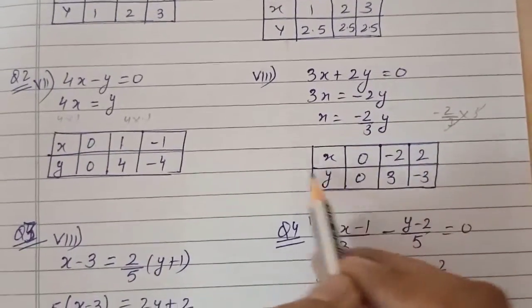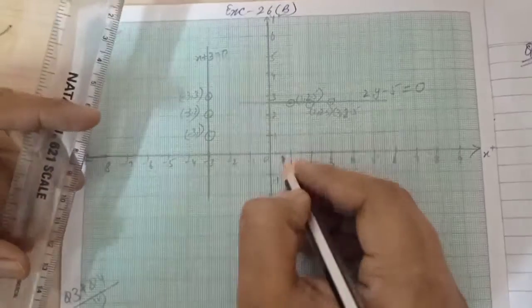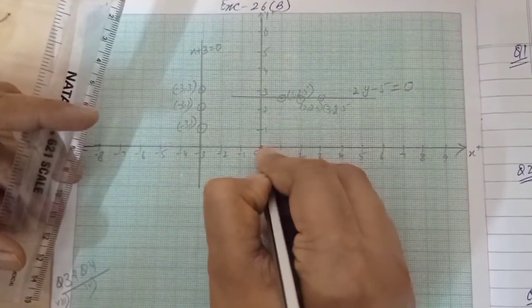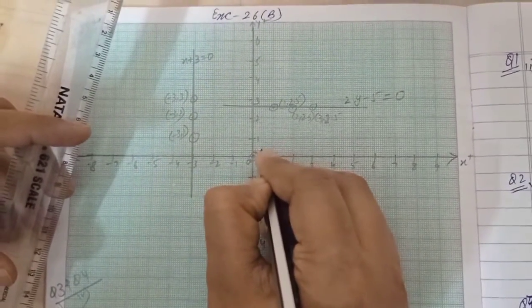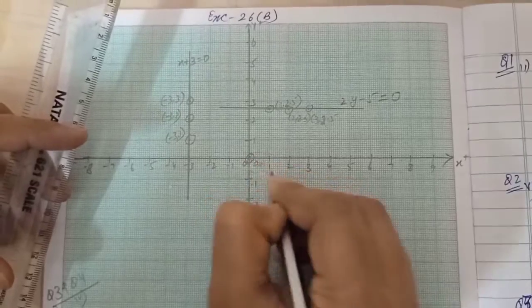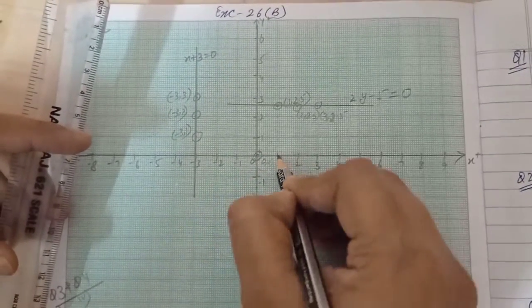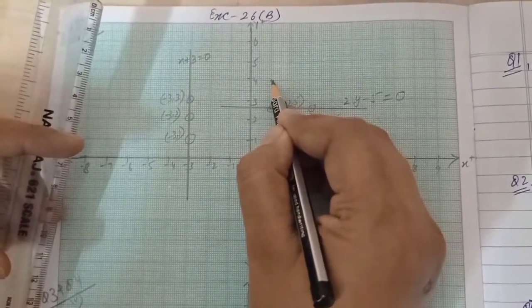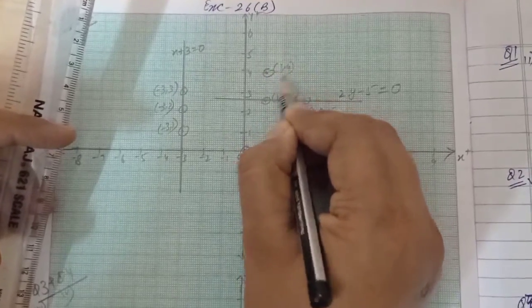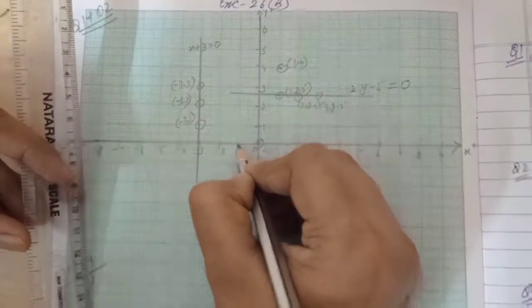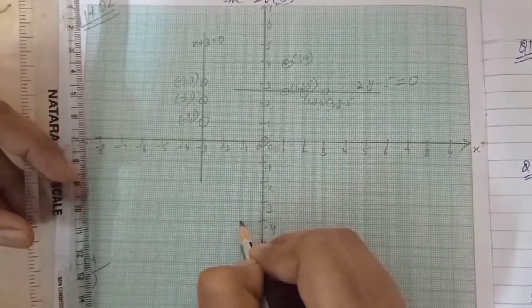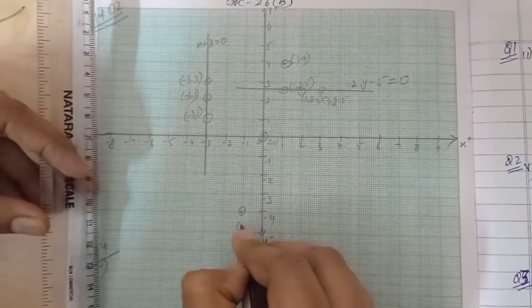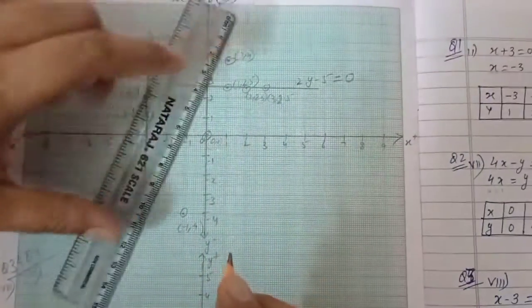So let us plot all these points on the graph. So the first point is 0, 0 on the same graph I am doing. 0, 0 means origin. Then the next is 1 and 4. It is here. 1 and 4. Then after minus 1 and minus 4 lying over here. Minus 1 and minus 4. Now join them.